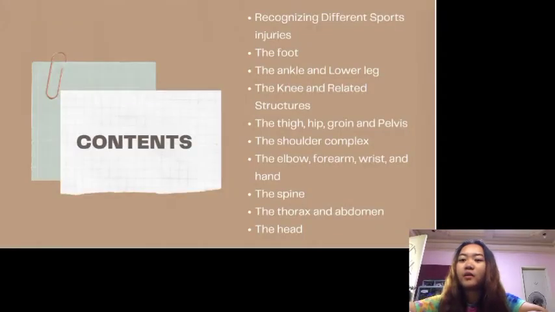So the contents of our report are recognizing different sports injuries: the foot, the ankle and lower leg, the knee and related structures, the thigh, hip, groin and pelvis, the shoulder complex, the elbow, forearm, wrist and hand, the spine, the thorax and abdomen, and the head.